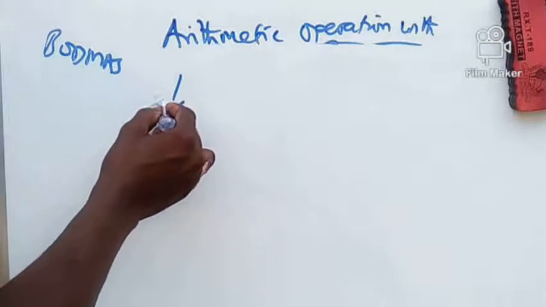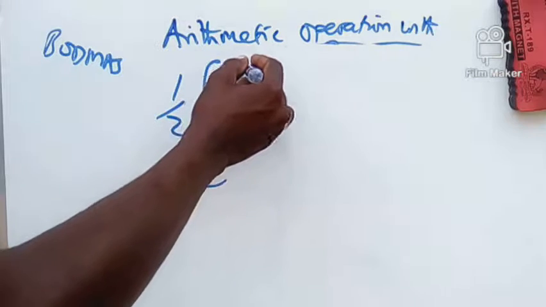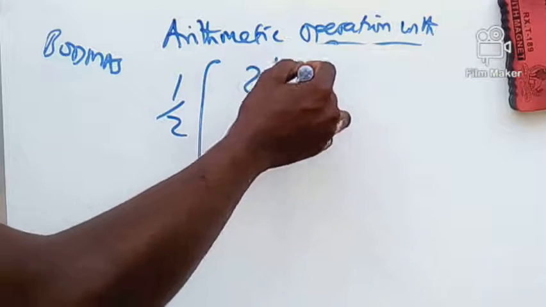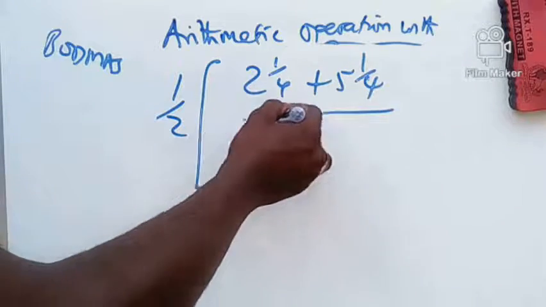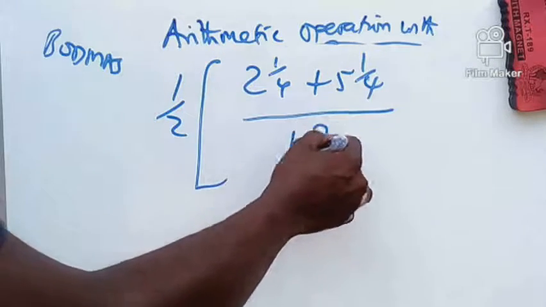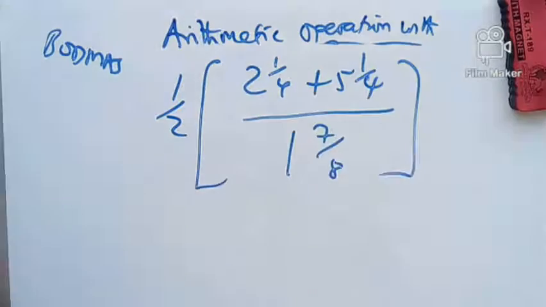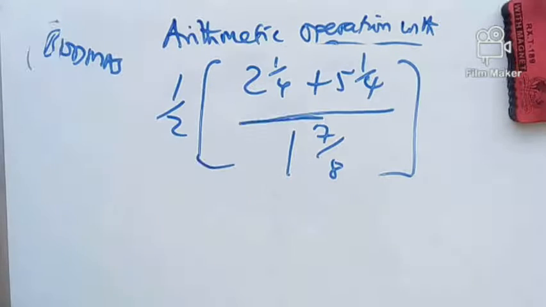Let's say we have 1/2 × (2 1/4 + 5 1/4) ÷ 1 7/8. Feel free to pause the video and simplify this problem. Remember the rule of BODMAS. Make sure you tackle what is in the bracket first, and then use this rule and you will not miss out anything. So how do we tackle this problem?